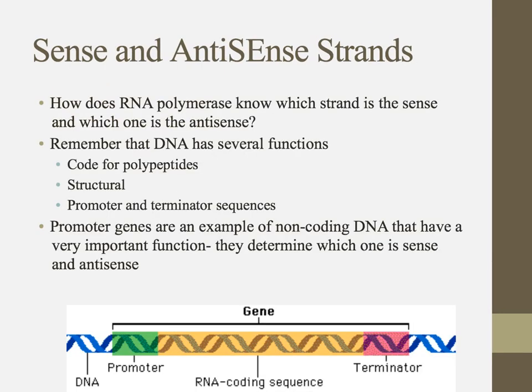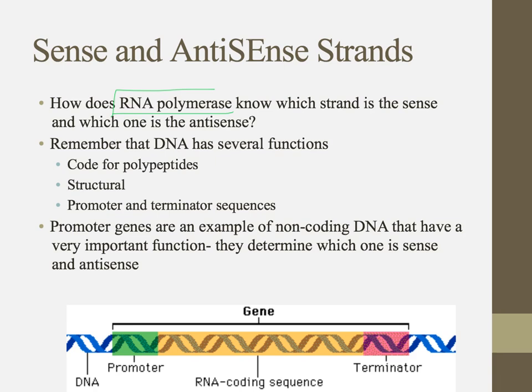Okay, so you're smart enough to know which strand is which, but how does RNA polymerase know which strand is the sense and which strand is the antisense? Well, remember, we got to go back to chapter 7.1 and really think about DNA. Out of all of our 3 billion base pairs, very few of them are actually genes, actual segments that are used to make polypeptides. The other ones can have several functions, like structural, or in this case, being a promoter or a terminator.